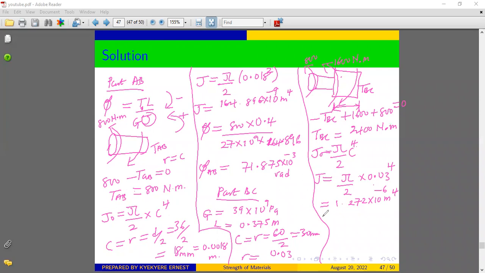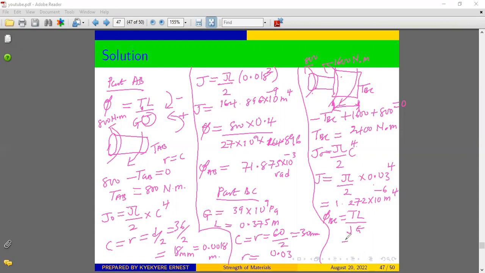Then from there, we can determine our angle of twist in BC. So we are interested in only that section from B to C. Don't add A to B. We are only interested in B to C. So from there, our answer is equal to, we have already written the formula. The formula is TL, the torque times the length over the polar moment of inertia times G.